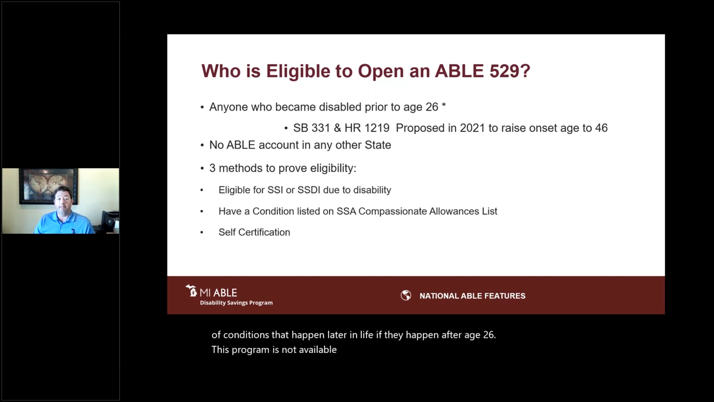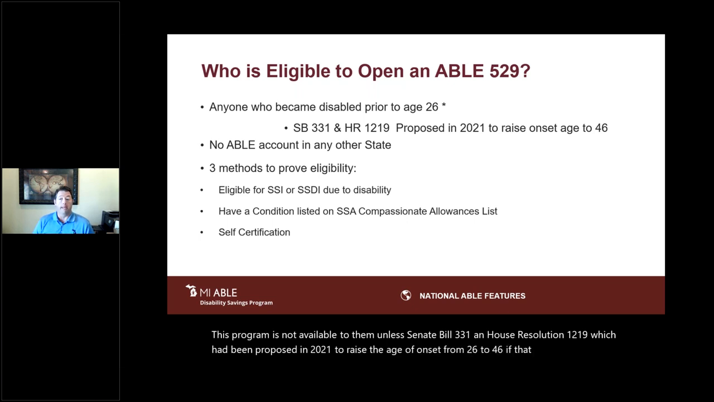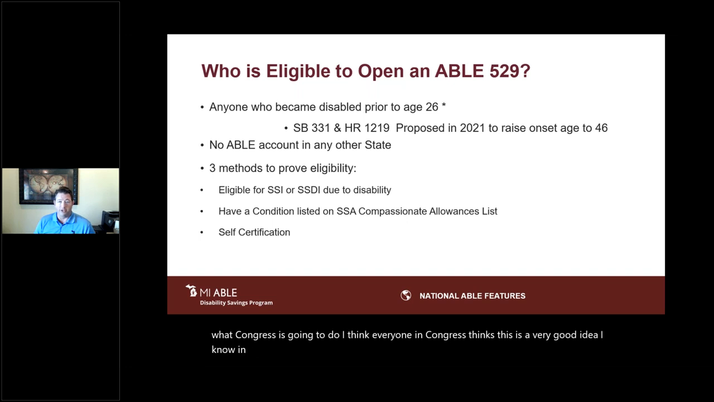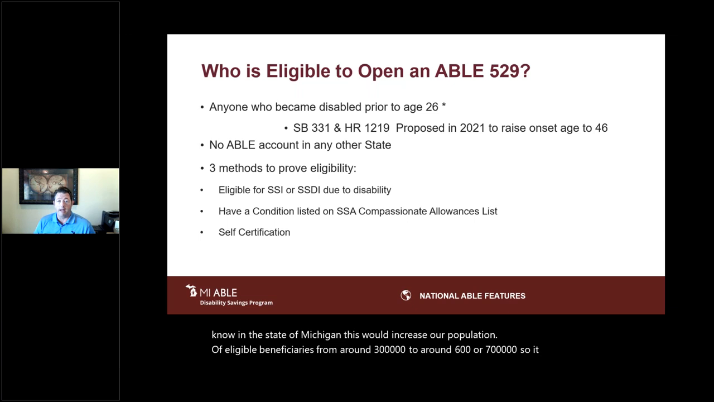Unless Senate Bill 331 and House Resolution 1219, which have been proposed in 2021 to raise the age of onset from 26 to 46. If that passes, then those people would be considered eligible for ABLE programs. I would love to be able to tell you what Congress is going to do. I think everyone in Congress thinks this is a very good idea. I know in the state of Michigan, this would increase our population of eligible beneficiaries from around 300,000 to around 600,000 or 700,000. So it would almost double the potential population.